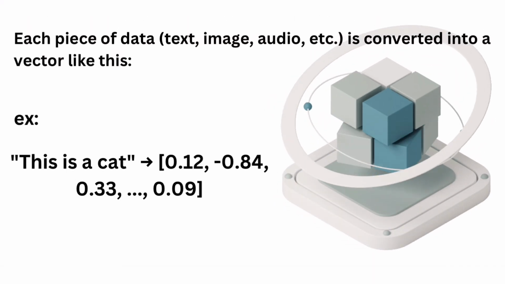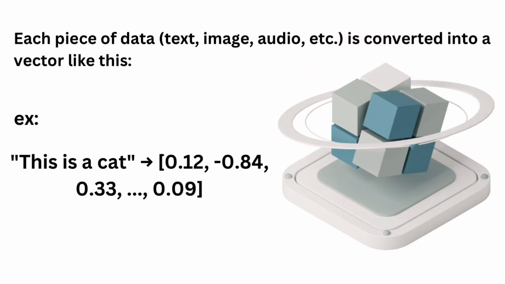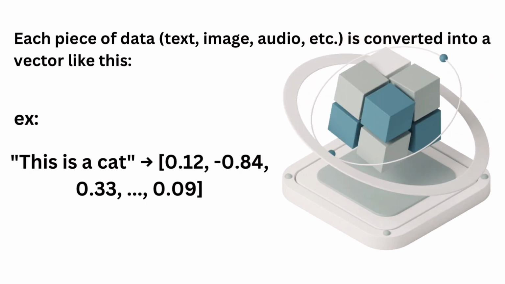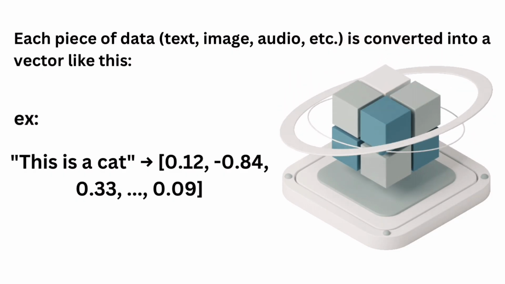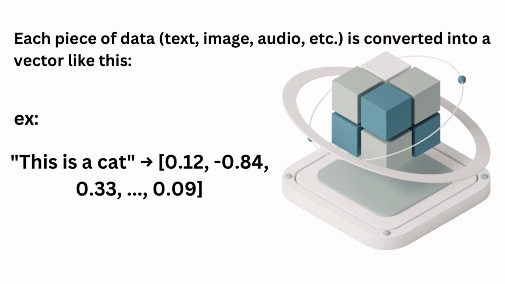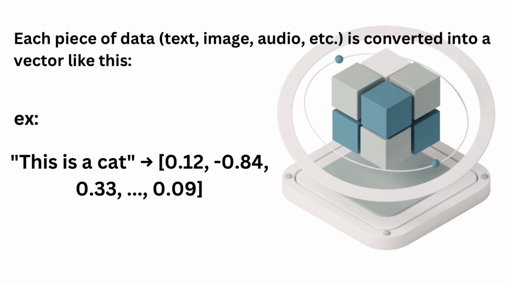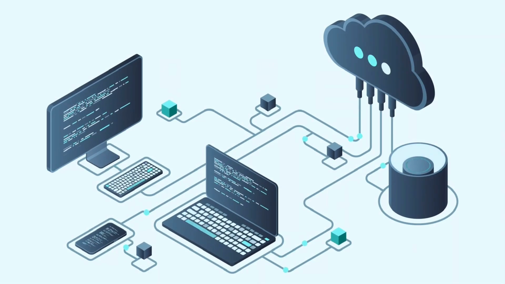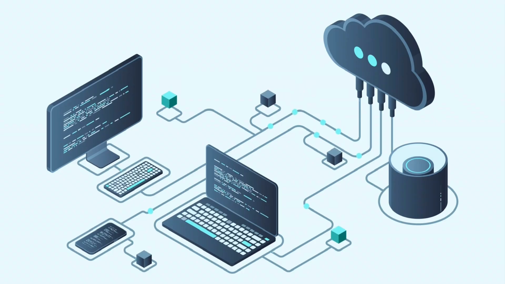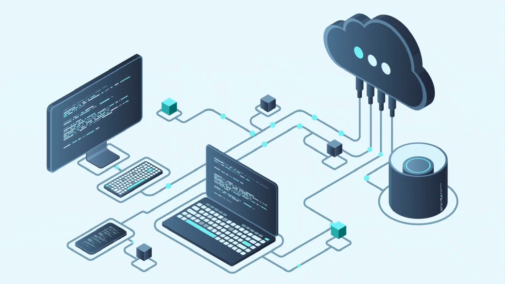Each piece of data, that is text, image, and audio, etc., is converted into a vector like this. For example, "this is a cat" is numerically represented as 0.12, -0.84 and so on. This is how vector DB stores this value. Database is the heart of any application. Without database, no application can remember anything.